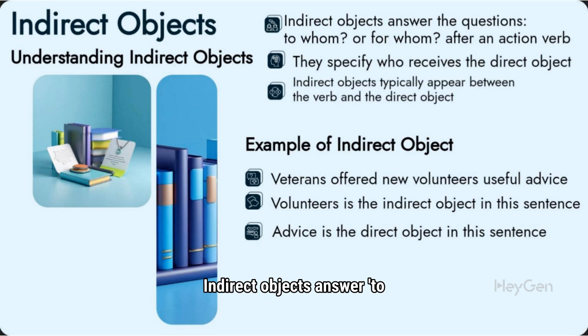Indirect objects answer to whom or for whom after an action verb, specifying who receives the direct object. They typically appear between the verb and the direct object. For example, in "veterans offered new volunteers useful advice," volunteers is the indirect object, while advice is the direct object.